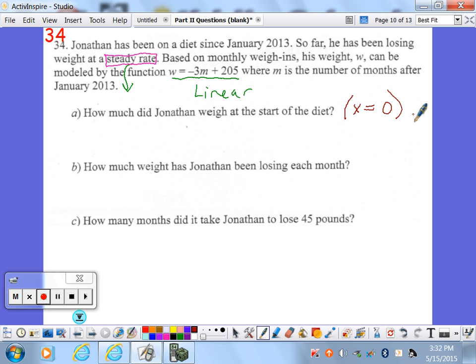Some of you may want to input your 0 for x to see what your output y is. In this case, m is our x value, and w is our y value. So go ahead and find Jonathan's weight.